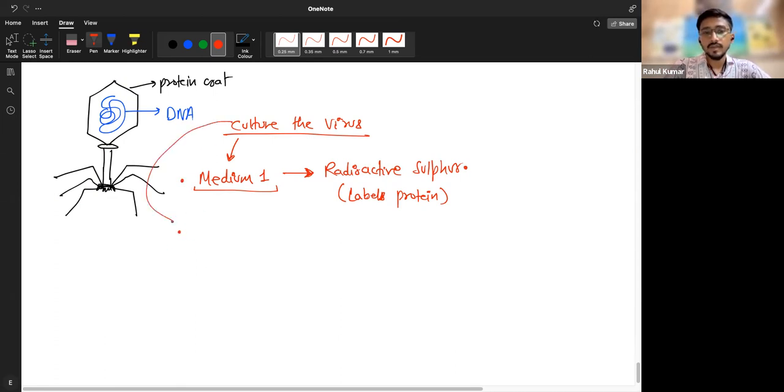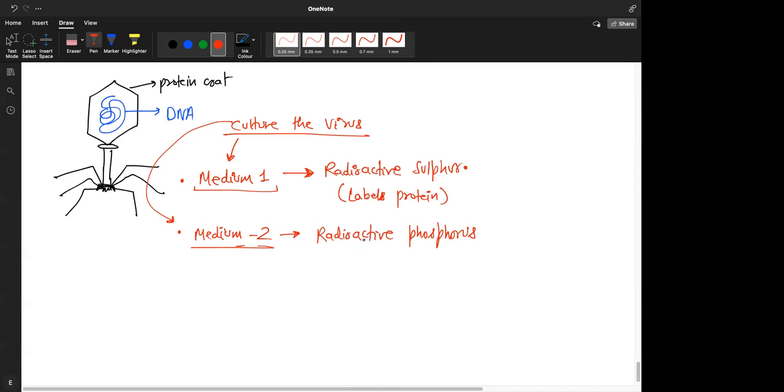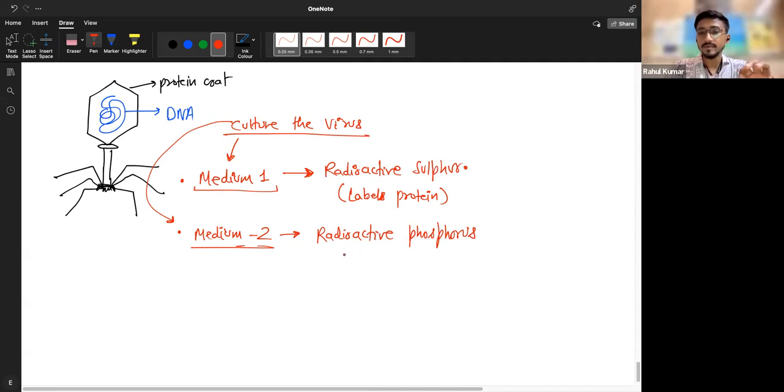If you grow it in medium 2, which contains radioactive phosphorus. You remember that phosphorus is a part of DNA? In the last class, yesterday, I told you the structure of DNA. Remember that it has a phosphate group? Yes, sir. So phosphorus is only present in the DNA. It's not present in the protein.